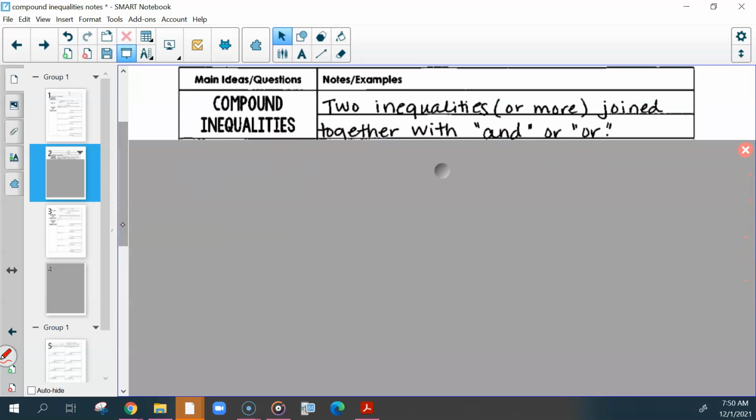So to start off, compound inequalities are two inequalities or more joined together with an and or an or. So when we talk about compound inequalities, there'll be two different types, and you'll need to know, is this an and inequality or an or inequality?